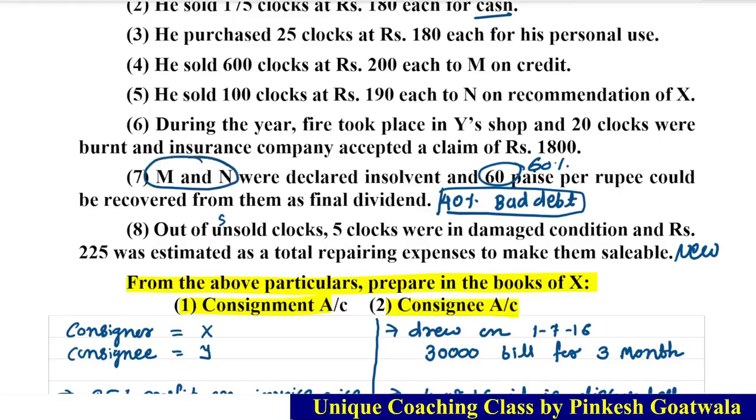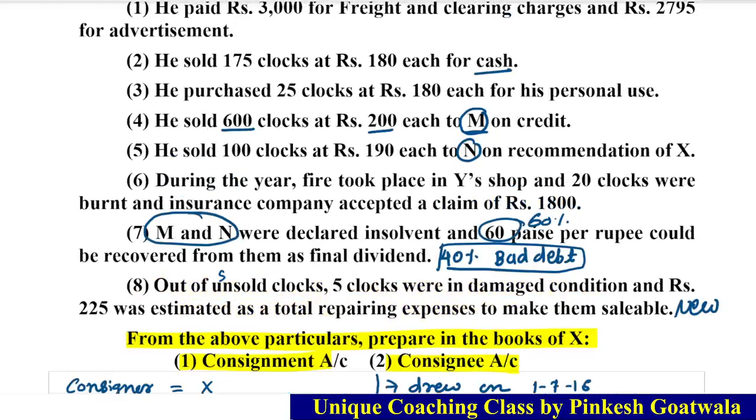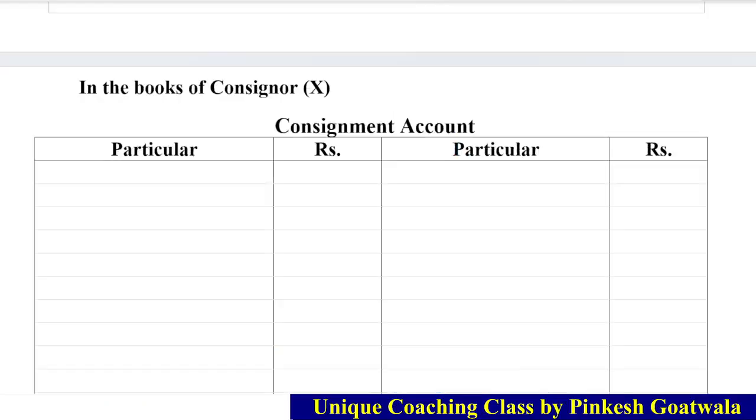So let's come to the point here, M and N. What is our sale to M? 600 into 200, so 6 into 200, we sold 120. And to N how much? 100 into 190, so the sale is 90,000. And here 40% bad debt has occurred on both. It is our bad debt. 40% of 120 and 40% of 90. Clear? The bad debt is 40% of the sale made. M and N both are declared insolvent.